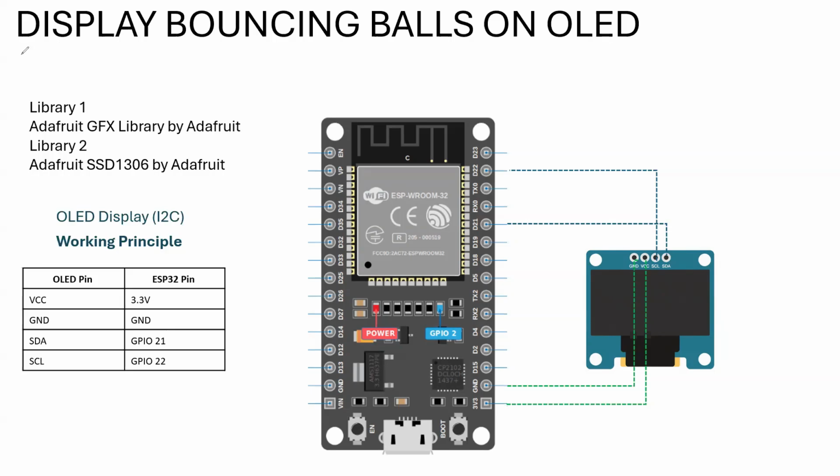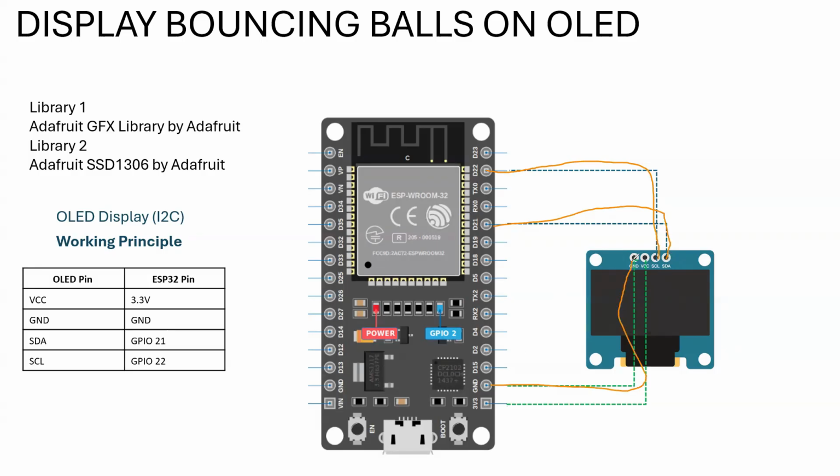Okay everyone, so let's now display the bouncing balls on the OLED display. So how can we do that? First of all, let's make the connection. D22 should be connected to the SCL and D21 should be connected to SDA.